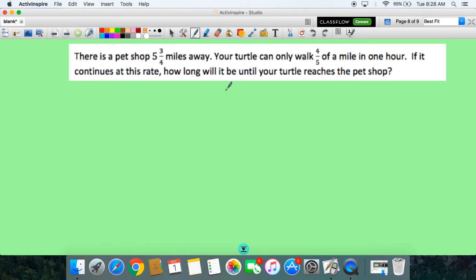There's a pet shop 5 3/4 miles away. Your turtle can only walk 4/5 of a mile an hour. If it continues at this rate, how long will it take until the turtle reaches the pet shop? Well, again, this is a division problem. Divided by 4/5. How many times does it take this to fit inside here? It will give you the number of hours.